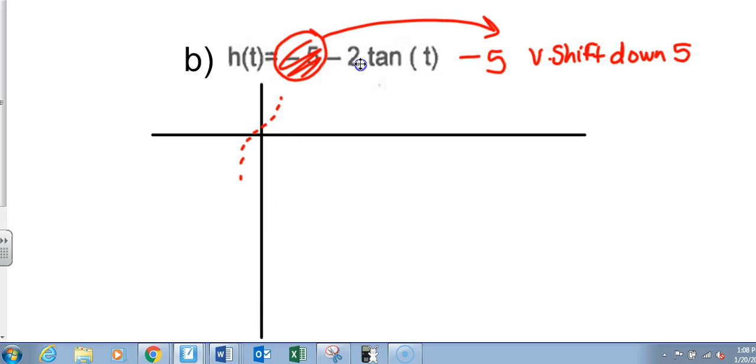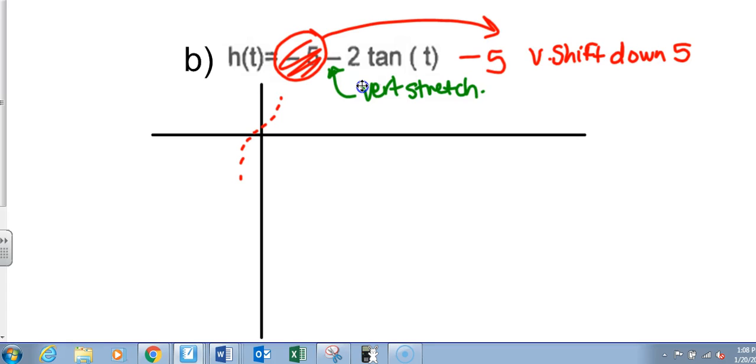But what else is going on? Is that really the right word for that? Yeah, has no amplitude, you're right. It is a vertical stretch. A vertical stretch on a tangent or cotangent graph is hard to see.